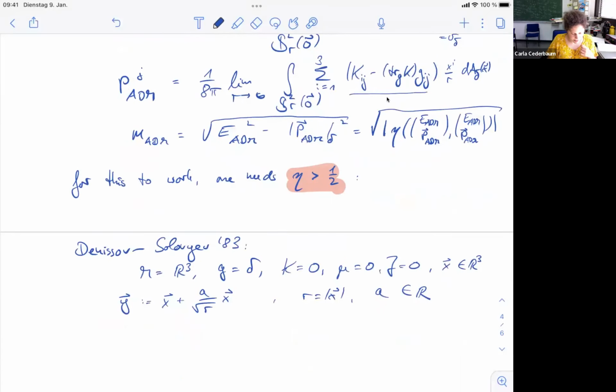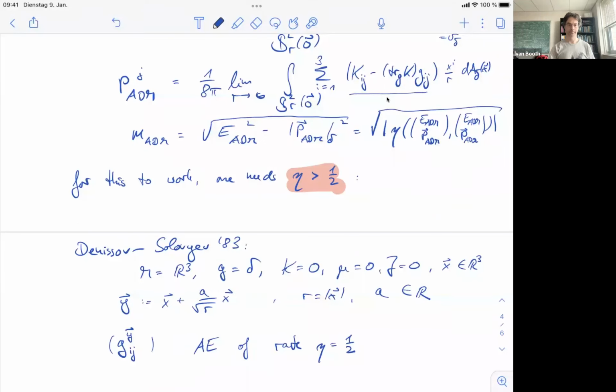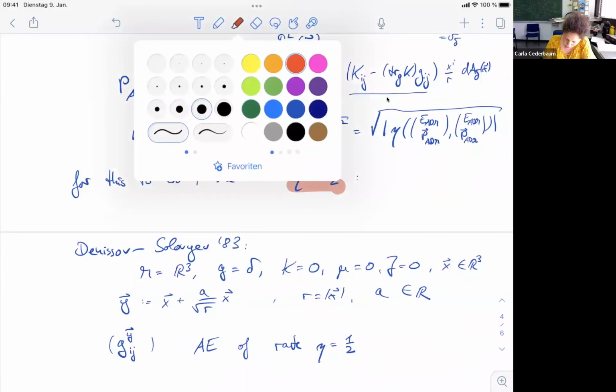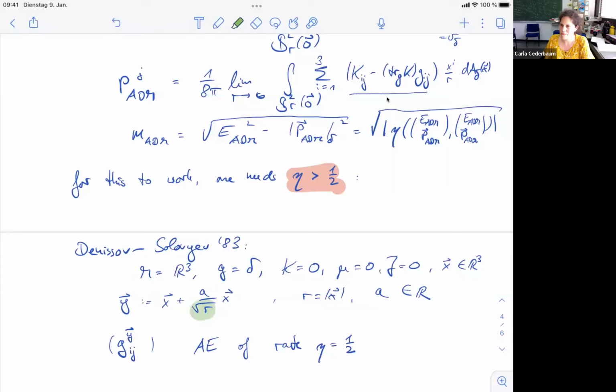And with respect to this coordinate transformation, you can compute the components of this metric with respect to these new coordinates. And you will find that this is indeed asymptotically Euclidean of rate eta precisely 1/2. The 1/2 is due to the fact that we chose the square root here. Okay, that's where the 1/2 comes from. If you used a different power of r there, then you get a different power there.